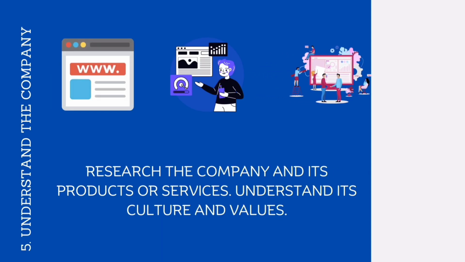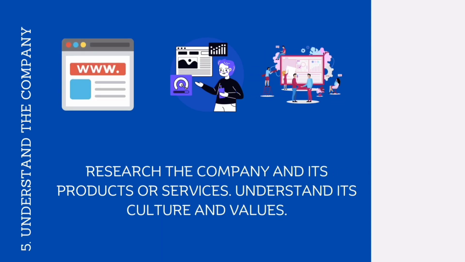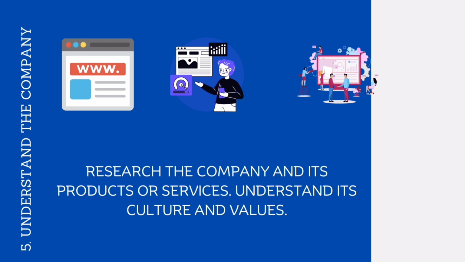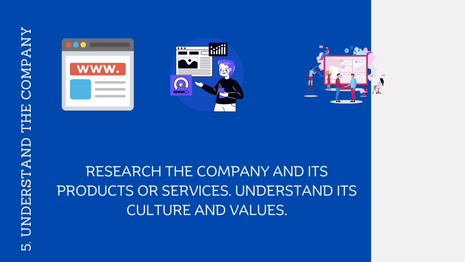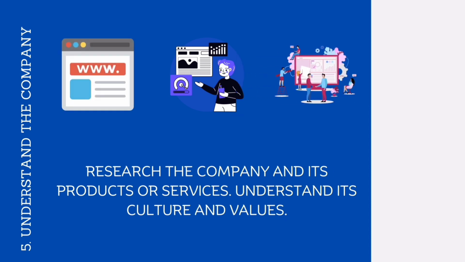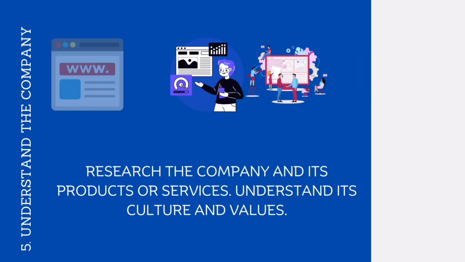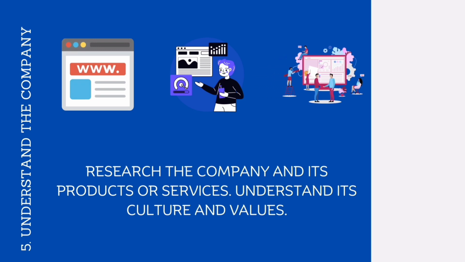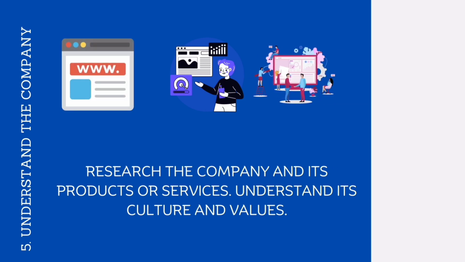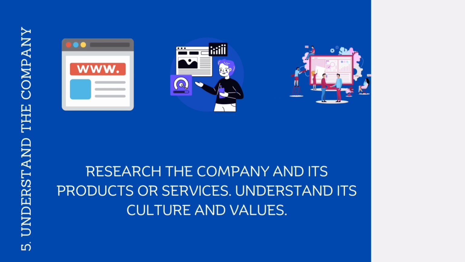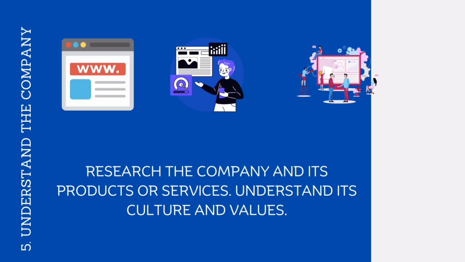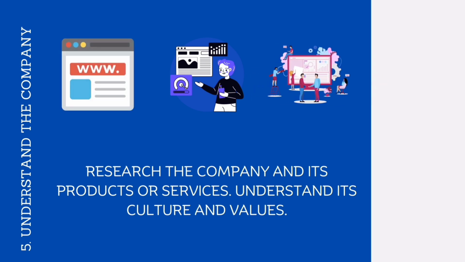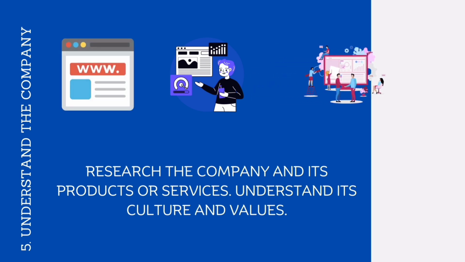Step number 5 is understand the company. There are different types of companies. Few are service based and few are product based. I will prepare a separate video on the different types of companies. First decide which company you are interested in, product based or service based. Accordingly, list out the companies, then research the listed companies and their products or services. Understand the culture and values of all the companies and prepare accordingly because this is your target.